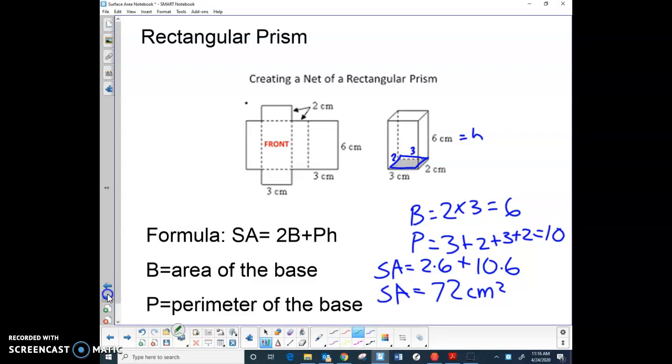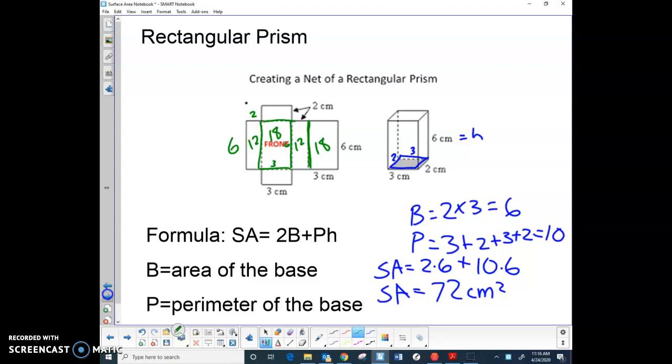All right, so if I'm going to use the net, I'm breaking this down into a bunch of different shapes, a bunch of rectangles. So this first one, the area of that one is going to be 6 times 3, so 18. The next one, this length is 6, we have a length of 2, so that's going to be 12. Again, here we have a length of 3 and a length of 6, we've got another 18, and then this one also has a length of 2 and a length of 6, so that one's going to be another 12.